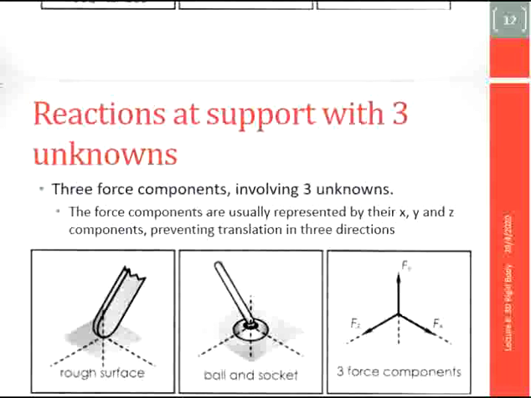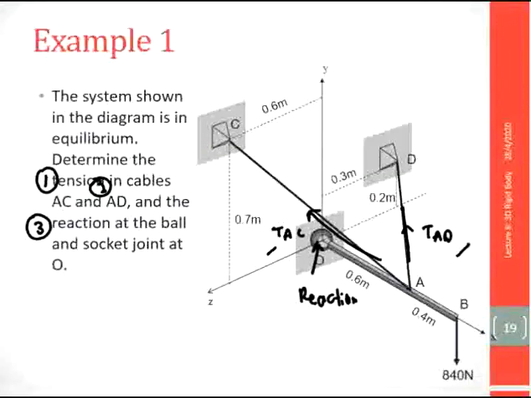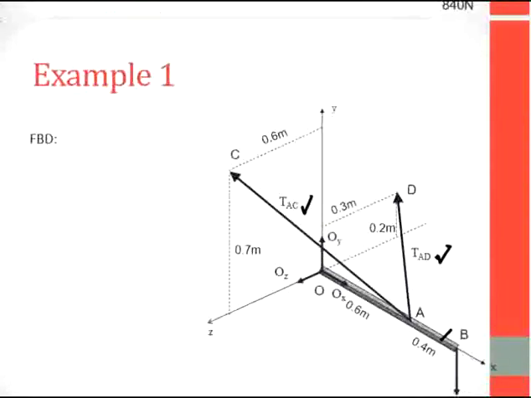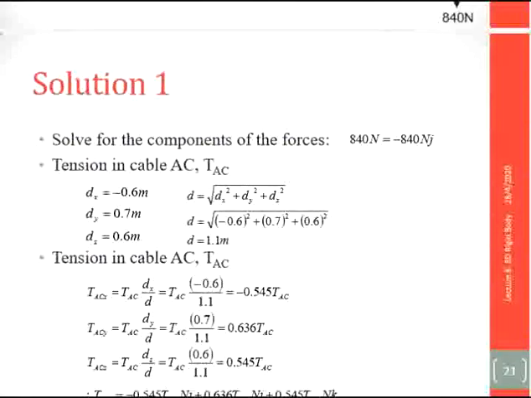So you have three reaction forces along all axes. That's why for this one, which is a ball and socket, the reactions are represented at O. So there are Ox, Oy, and Oz, the reaction forces.